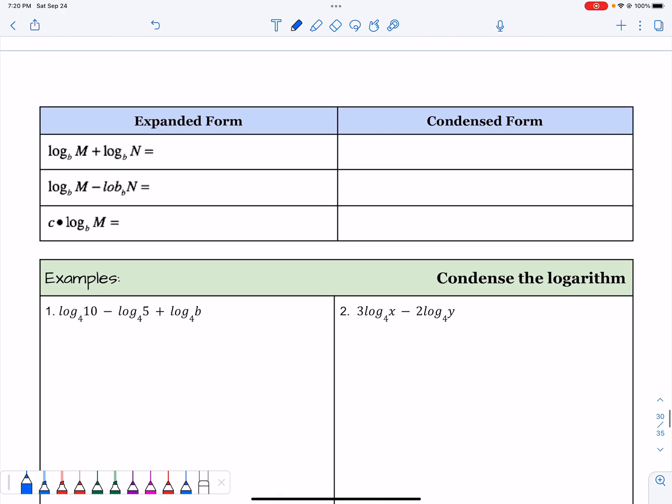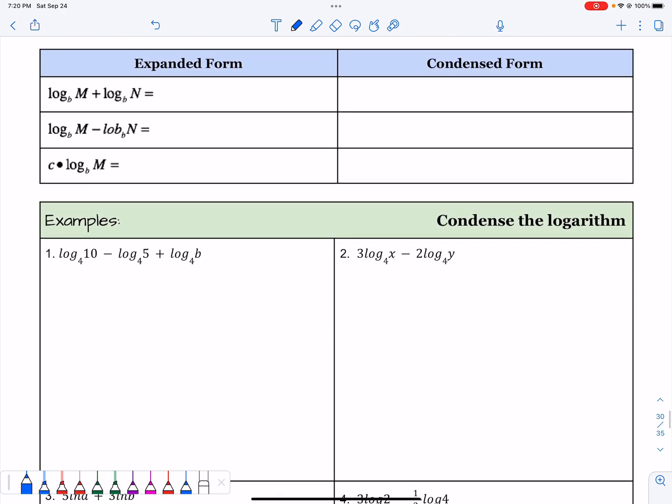All right, so now let's go in the reverse order. If we're given expanded form and we want condensed form, that means we want to put them together. So using the same properties, the first one is the product property. They are adding, so I need to multiply. So I'll put a log base b of m times n, but just one log base b because you're condensing them into one log expression.